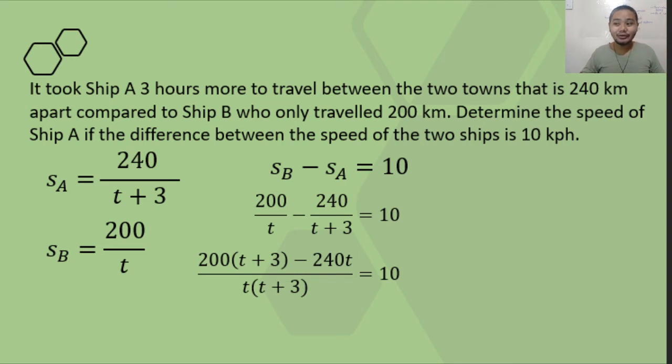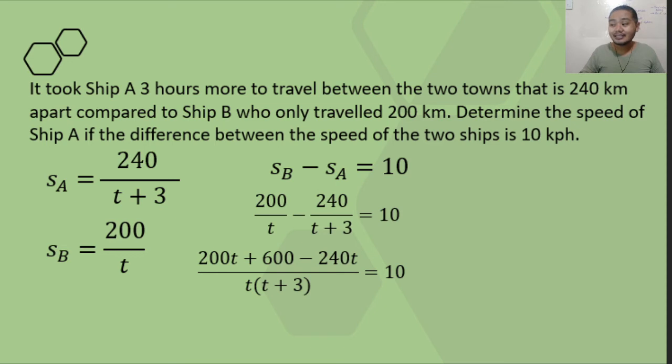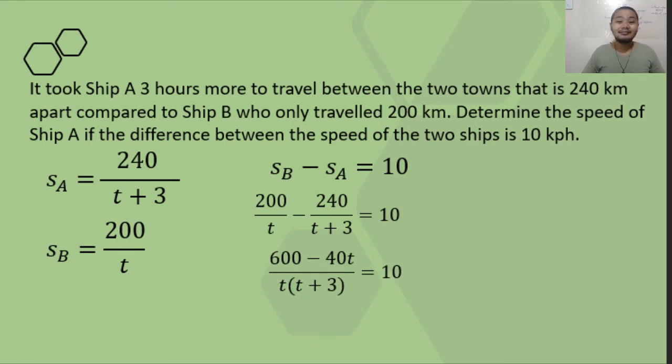Tapos, yung dinistribute ko na yung 200 doon sa t plus 3, ito yung lalabas. Next, I'm going to simplify again the numerator. So, this will be 600 minus 40t. As you can see on our screen.